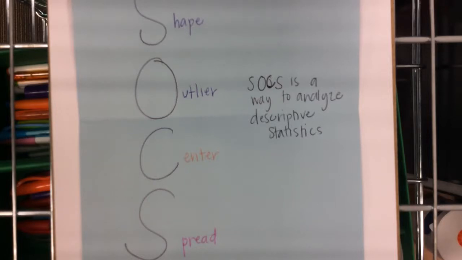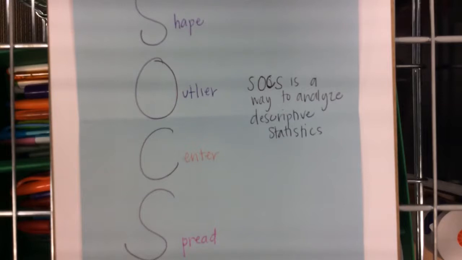So when you're looking at a graph on the math test, on the state assessment, or on your homework, the acronym SOCS, S-O-C-S, shape, outlier, center, spread, those are the 4 items that you look for to analyze your graph.